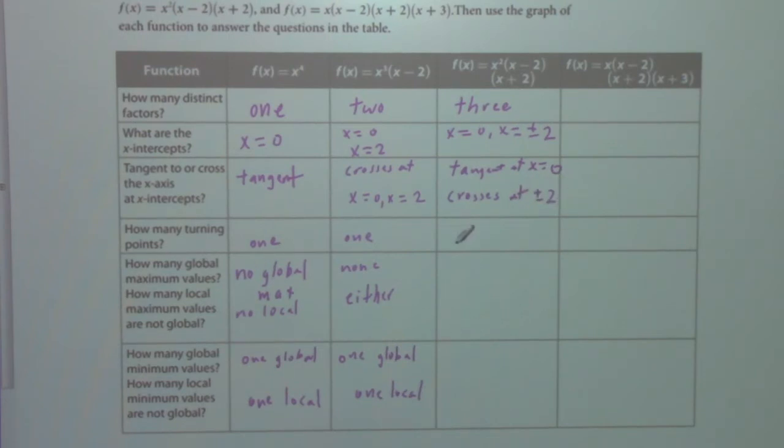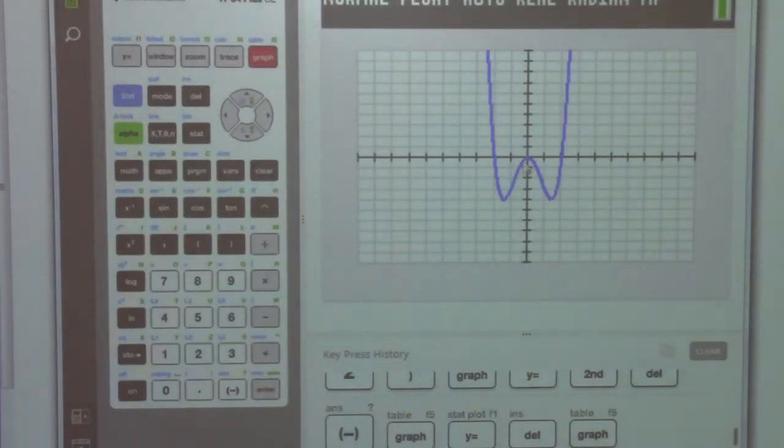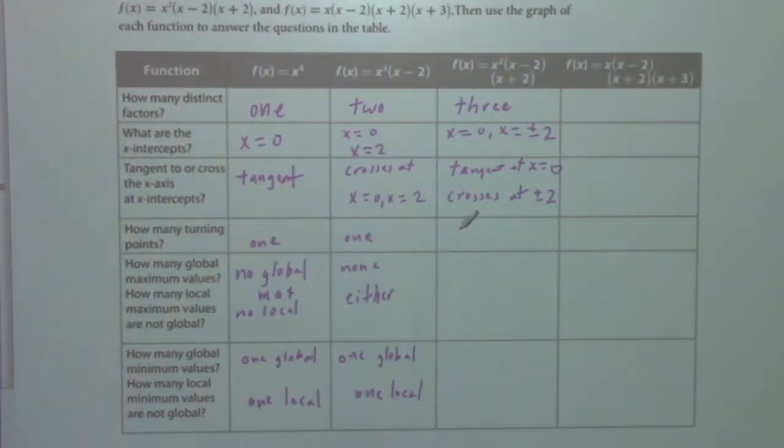And how many turning points do we have here? 3 turning points. So we made a quantum leap here. We went up from 1 to 3. How many global maximum values do we have? None. No global maximums. How many local maximums? So we have 1 local.